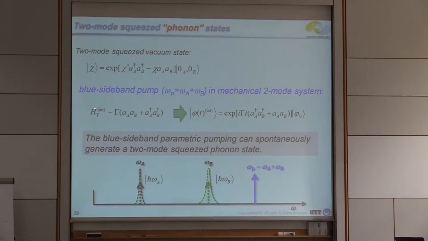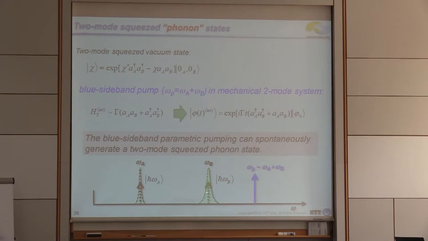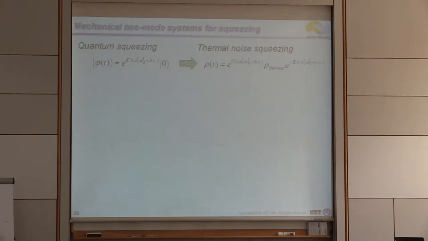So this is the squeeze operators. I show you that the interaction Hamiltonian for our blue sideband pump is something similar. So if you make time evolutions using this interaction Hamiltonian, you can realize similar states starting from the vacuum states. So the point is that if you apply a pump frequency as the sum of the two mode frequencies, you can simultaneously generate a phonon in mode A and a phonon in mode B. Because the origin was this pump, these two phonons are correlated to each other. So it is the concept of this parametric amplification.